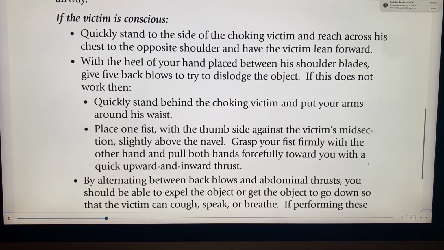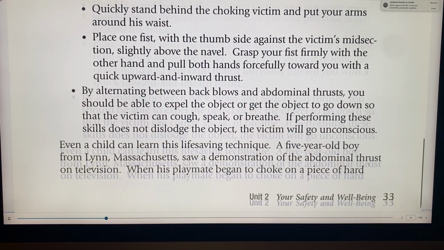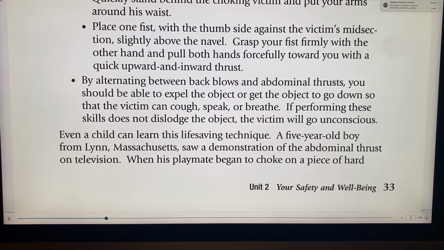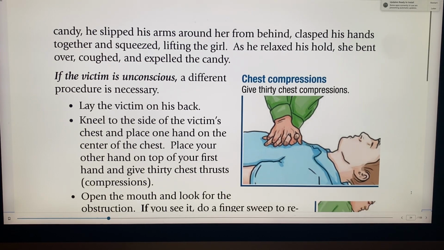So anyway, going on, if the victim is conscious, we went over doing the Heimlich here. Let's see. Let's go on here. Kind of lost my place. Okay, if the victim is unconscious, that's what we're going to talk about. So the victim is unconscious.